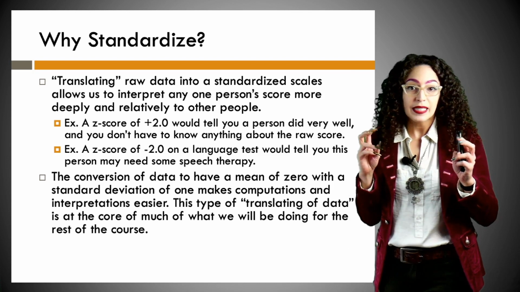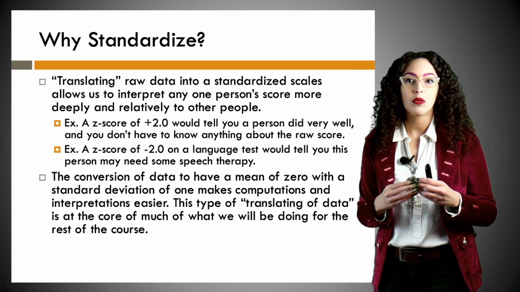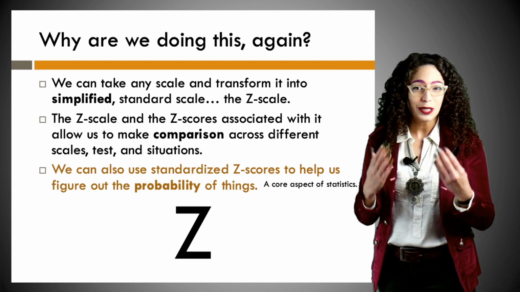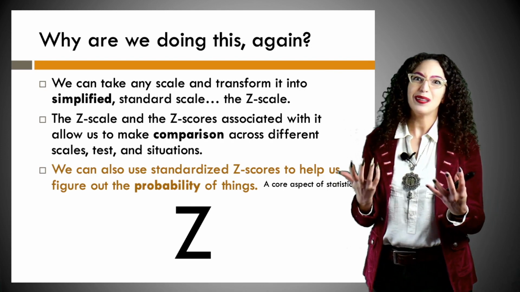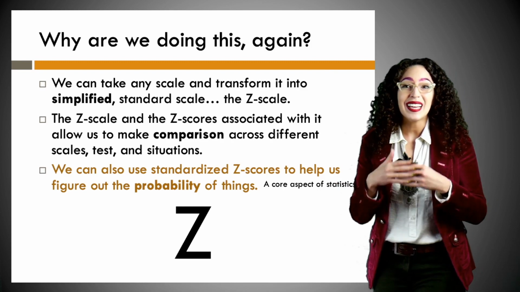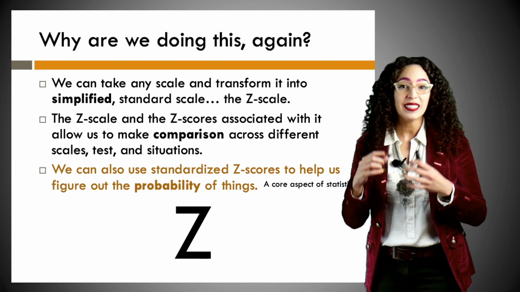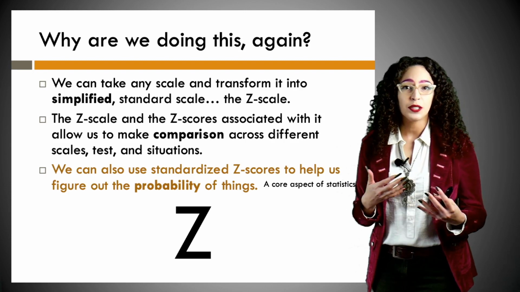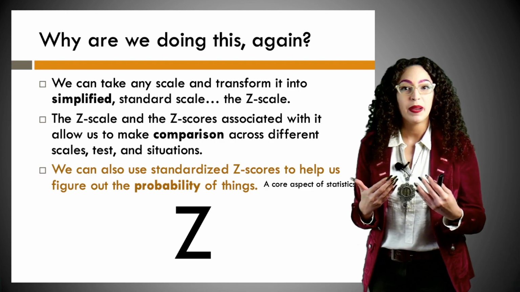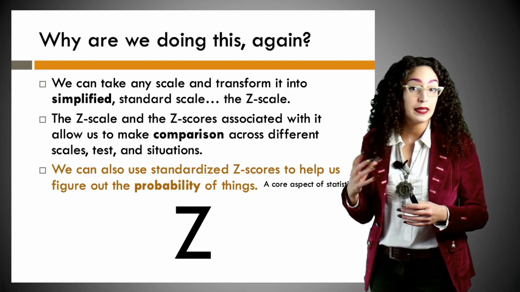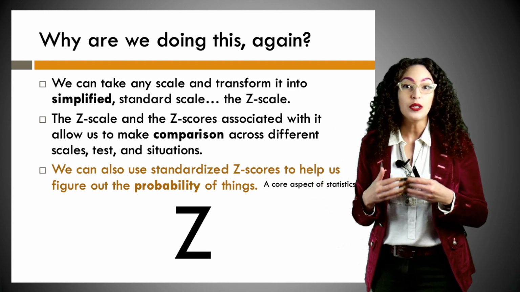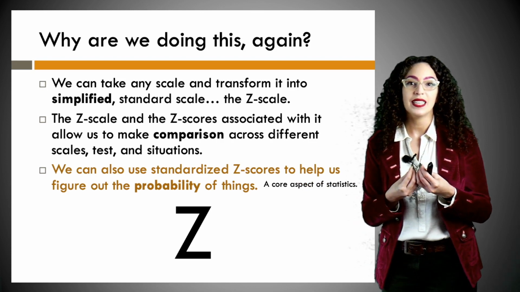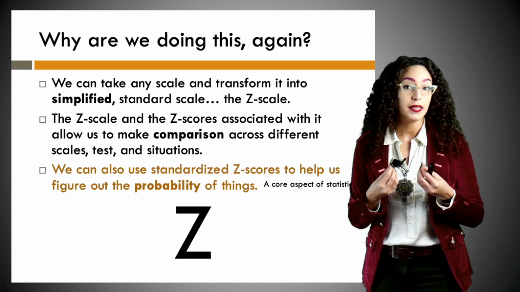This type of translating of data is at the core of much of what we'll be doing for the rest of the semester. So why are we doing this again? Always trying to answer that question. Why do we care? Why are we doing this? We can take any scale and transform it into the simplified standard scale, the z-scale. The z-scale and the z-scores associated with it allow us to make comparisons across different scales and tests and situations. And we can use standardized z-scores to help us figure out the probability of things. This is a core concept in statistics.